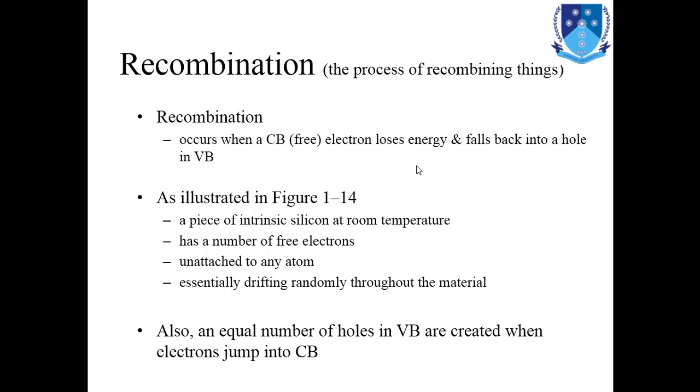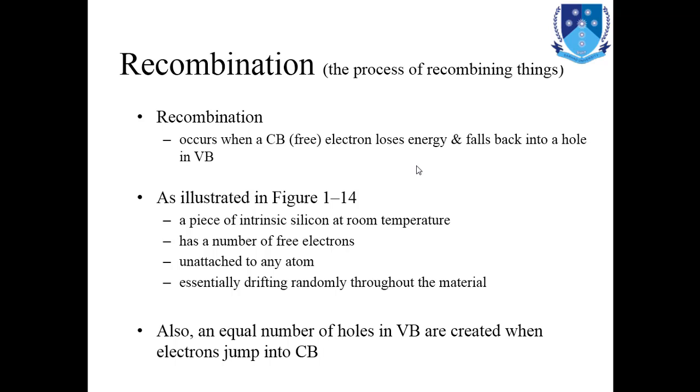Recombination is the process of recombining things. In terms of atoms, we can say that recombination occurs when a conduction band or free electron loses its energy, which was gained from external sources, and that free electron falls back into a hole in the valence band. So this process is known as the recombination process.